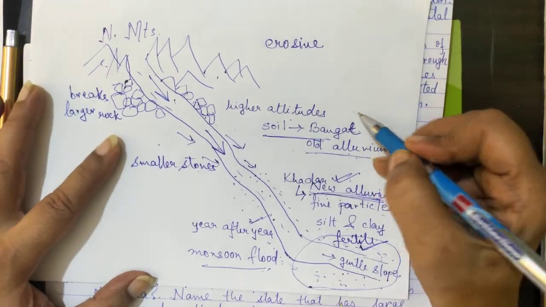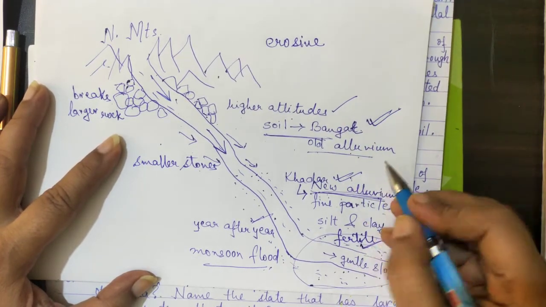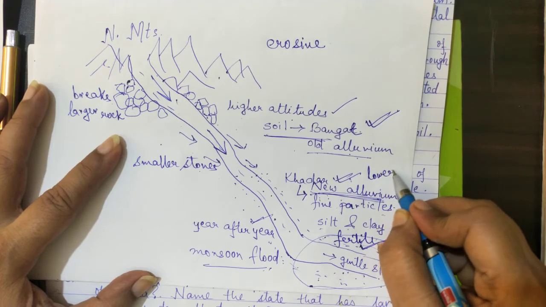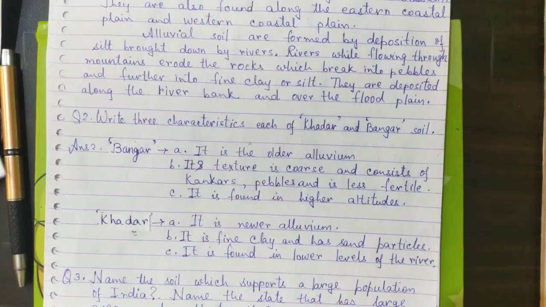So we come to know that Bangar is formed on higher altitudes and Khadar is formed on lower altitudes. That is, we can say lower level. So this is about Bangar and Khadar.